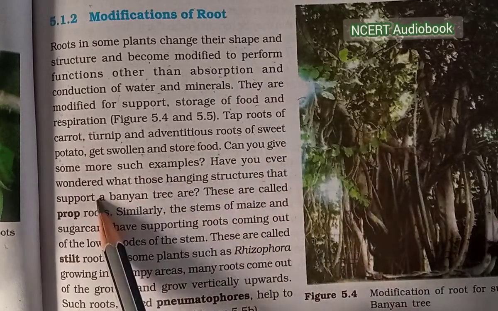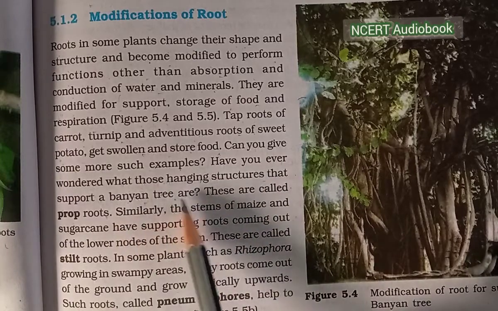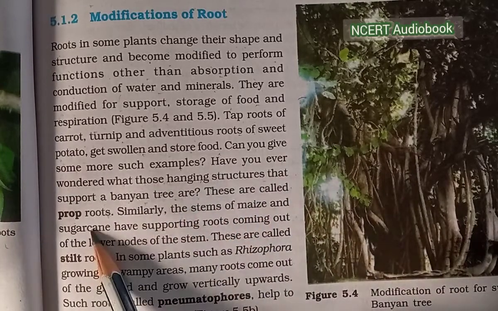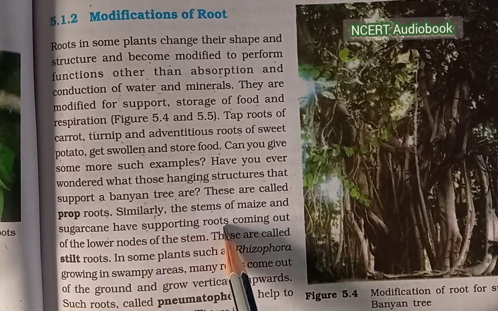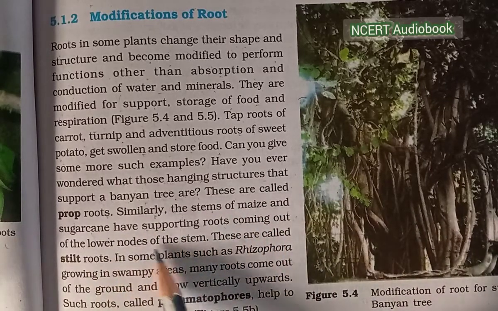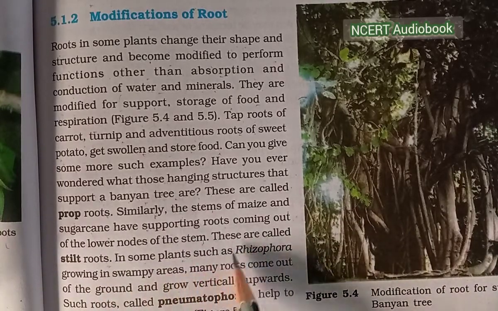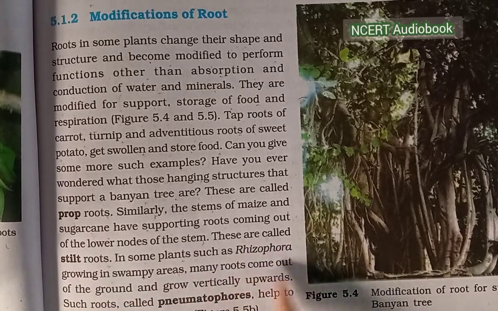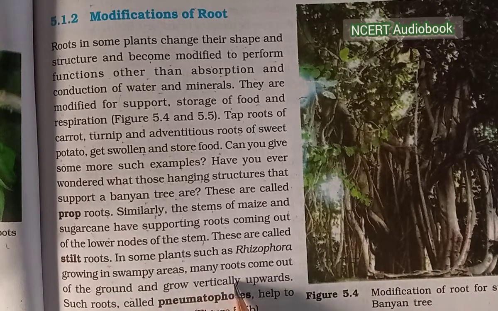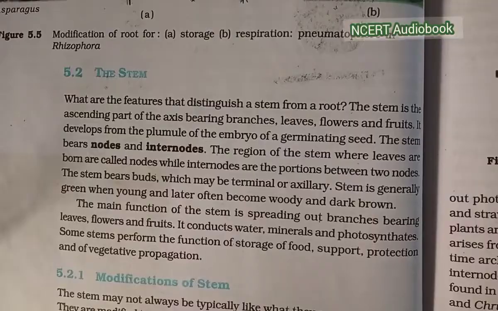Have you ever wondered what those hanging structures that support the banyan tree are? These are called prop roots. Similarly, the stems of maize and sugarcane have supporting roots coming out of the lower nodes. These are called stilt roots. In some plants such as Rhizophora growing in swampy areas, many roots come out of the ground and grow vertically upward. Such roots, called pneumatophores, help to get oxygen for respiration.